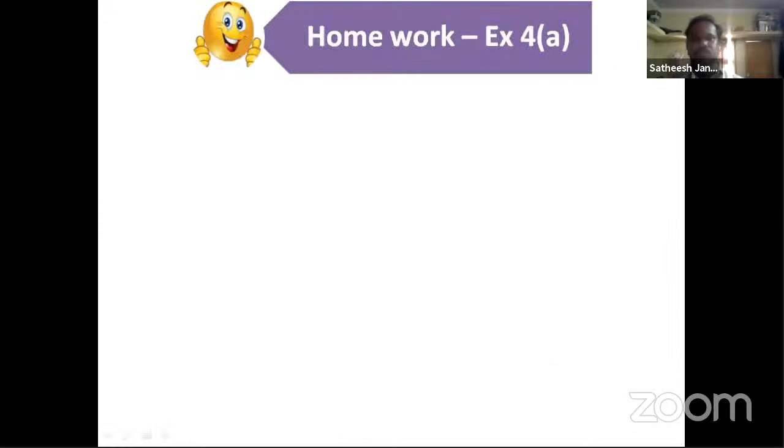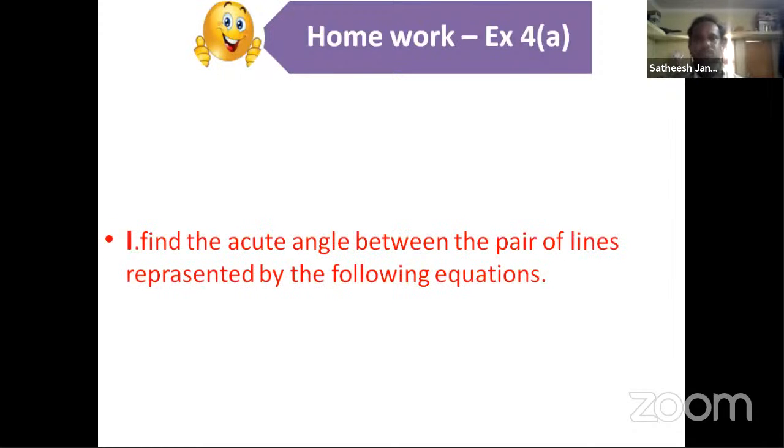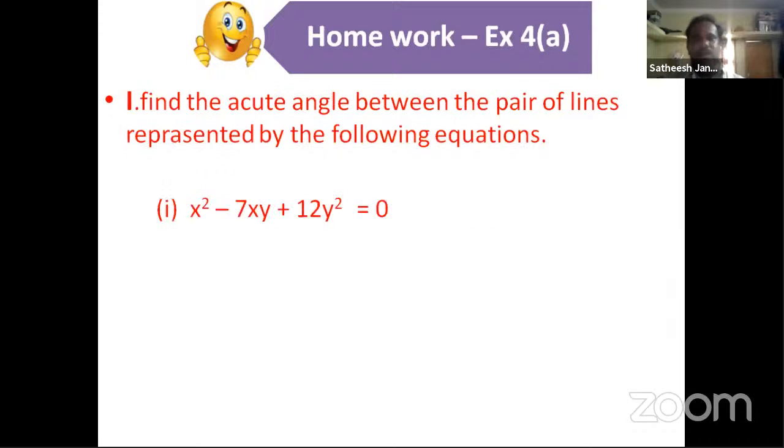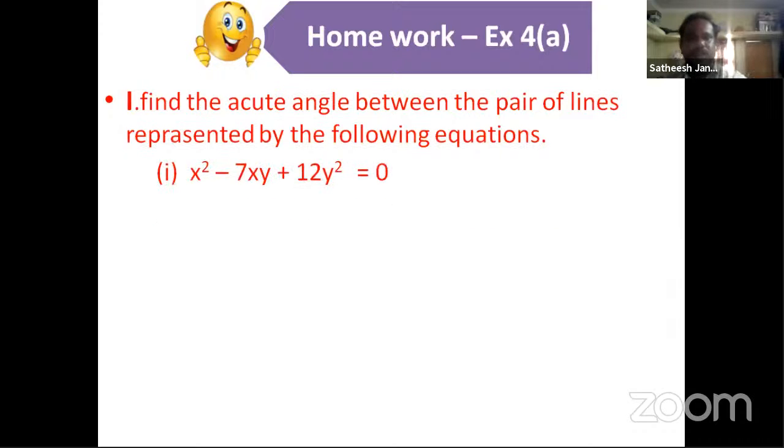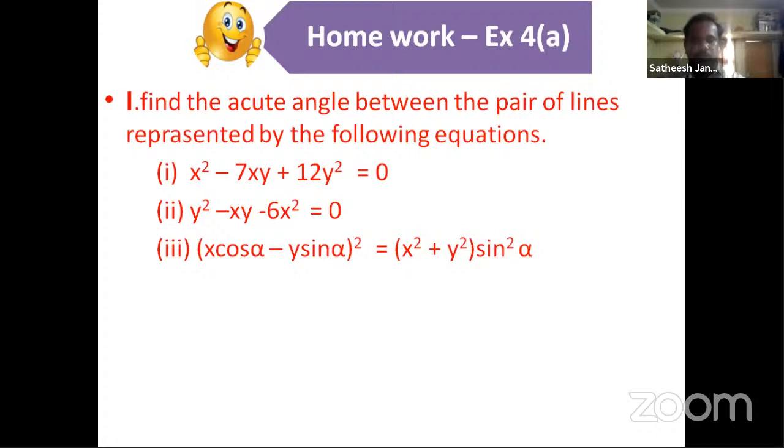Okay, today's homework, students: solve this homework. Find the acute angle between the pair of lines represented by the following equations. I am giving 3 equations. Just find the tan theta value for these 3 equations.